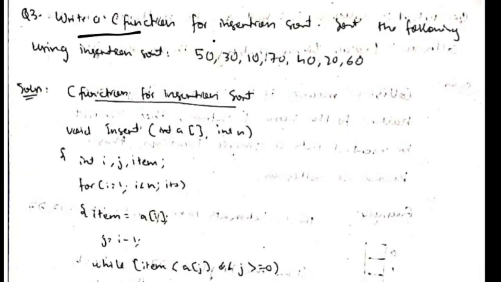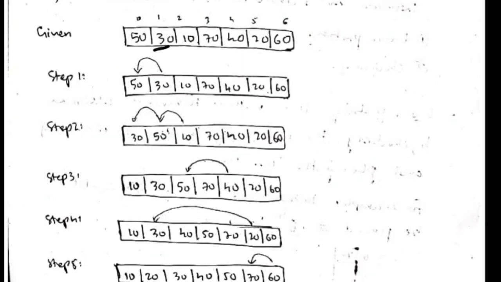Write a C function for insertion sort, and by using the algorithm sort the following elements. So we'll compare each element with the previous one. 30 is less than 50, so it will be changing the position with 50. So 30 will be here and 50 is here.